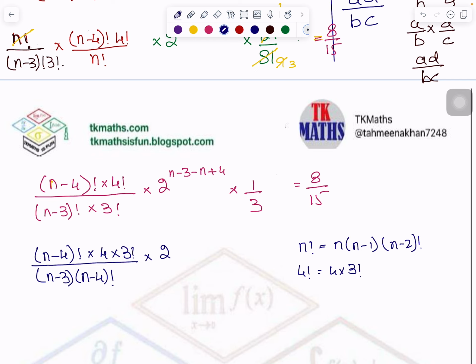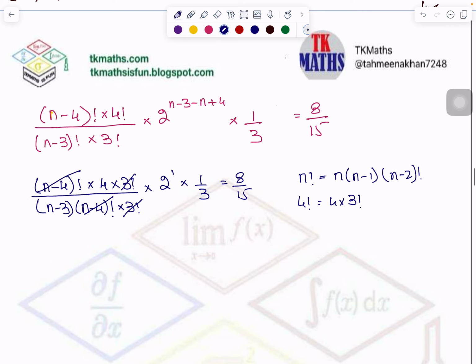So this is the simplified version, and you can cancel things. I will cancel n minus 4. Sorry, there was 3 factorial also, I will cancel this also. So what is left now? You have 4 times 2 over 3 times (n minus 3) equals 8 over 15. Right? So now what will happen? 4 times 2 is 8. Now I start simplifying it.